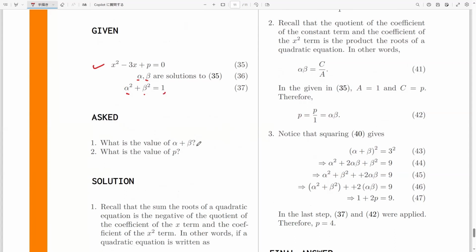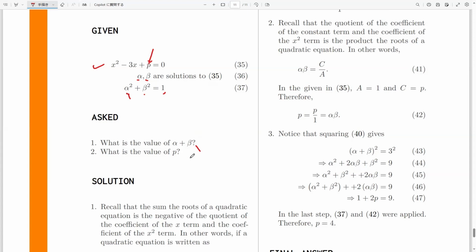Now the question is, what is the value of alpha plus beta? So here we're given alpha squared plus beta squared. Here we're asked alpha plus beta. And we are also asked, what is the value of p in here? So first is alpha plus beta. This is the sum of roots.